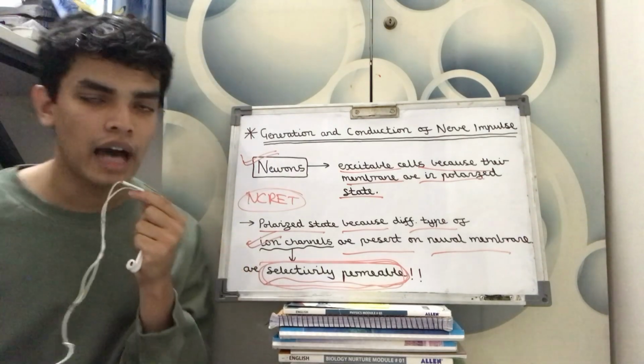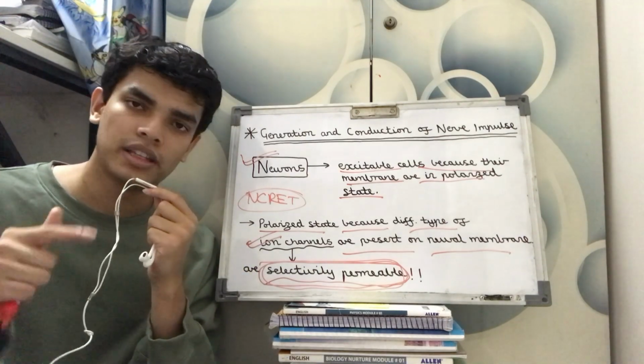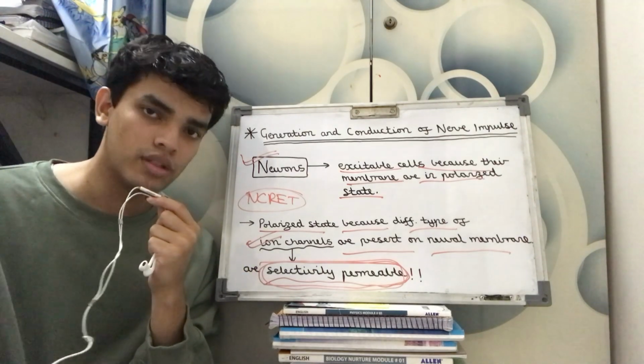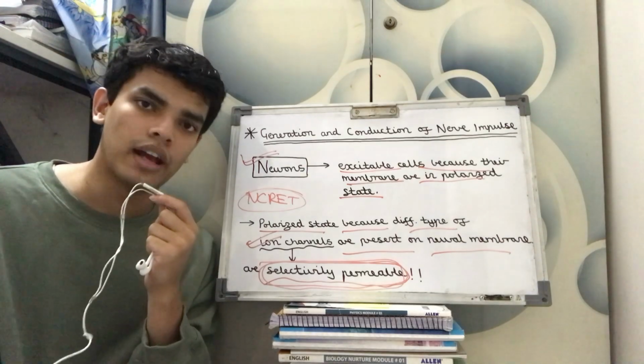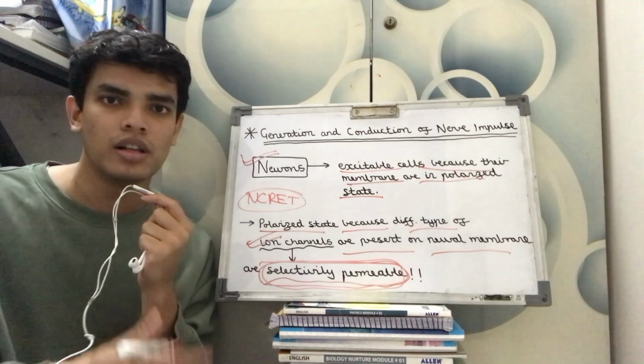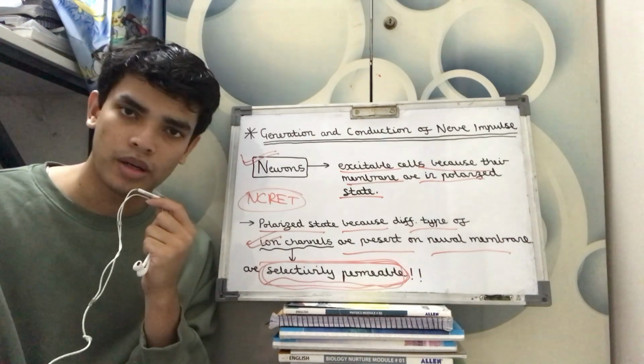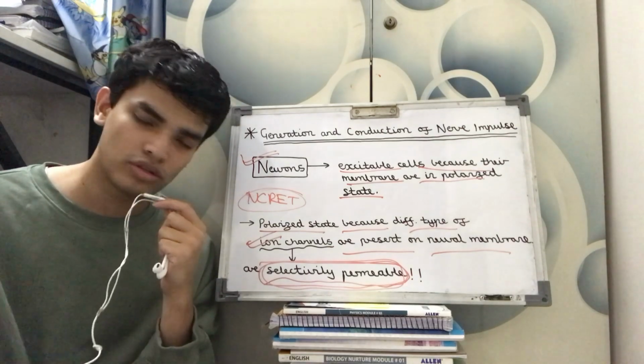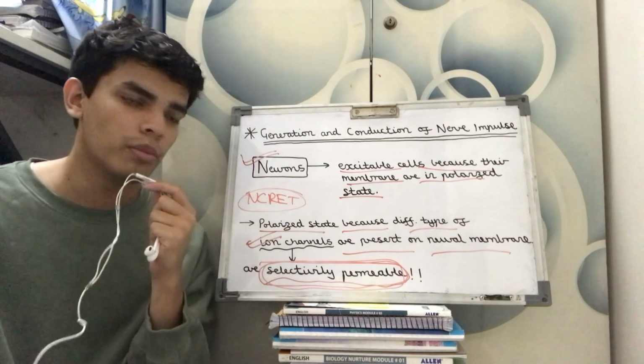So please remember, ion channels are selectively permeable. They will give you different words on how ion channels are, like partially permeable or inselectively permeable, or something like that. So remember, it is selectively permeable.